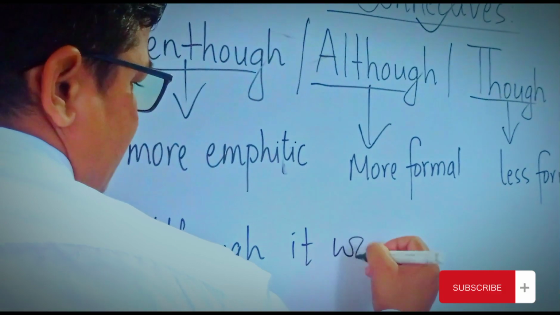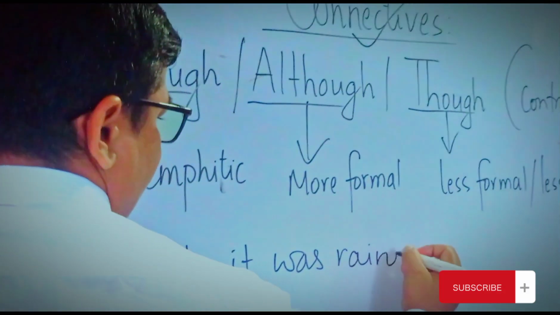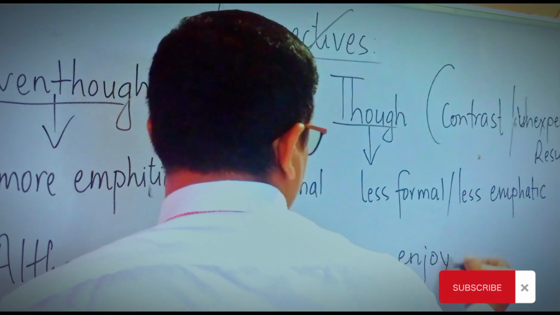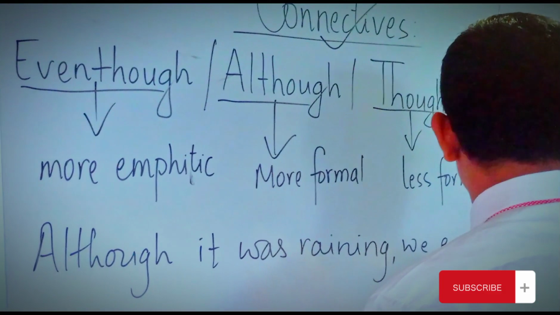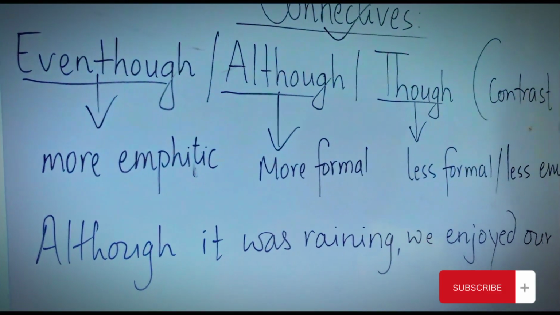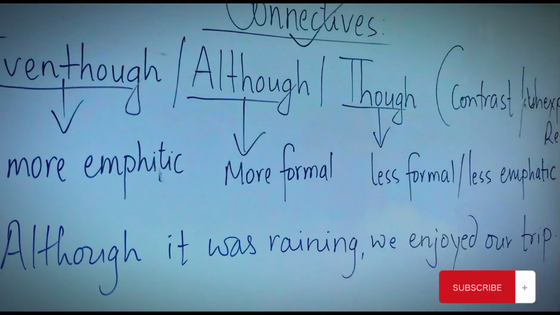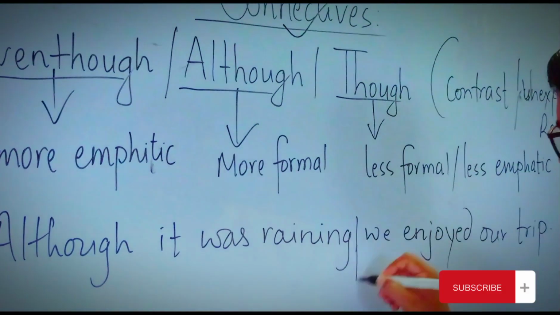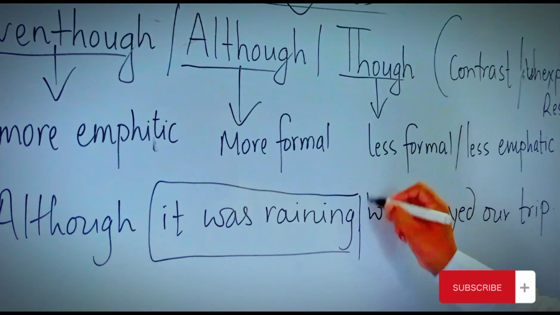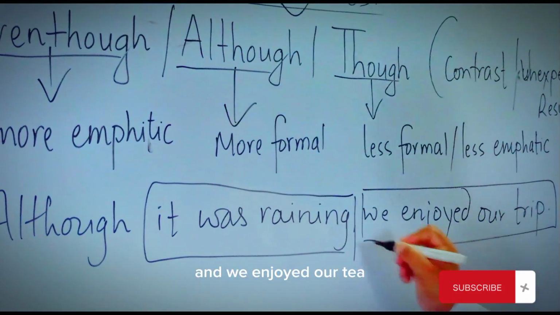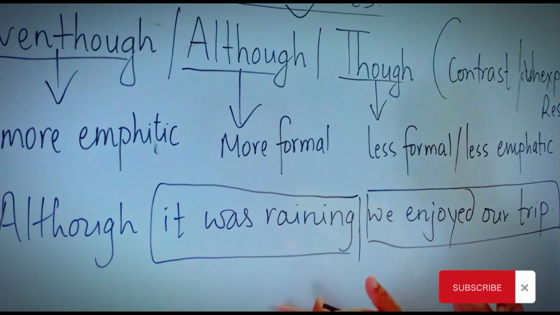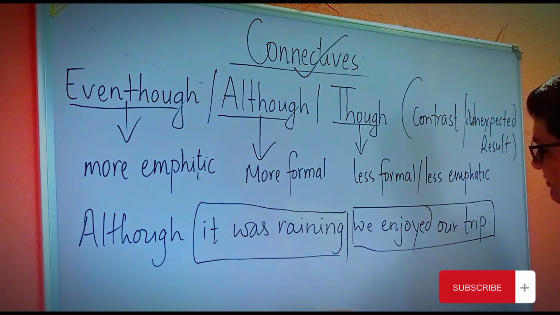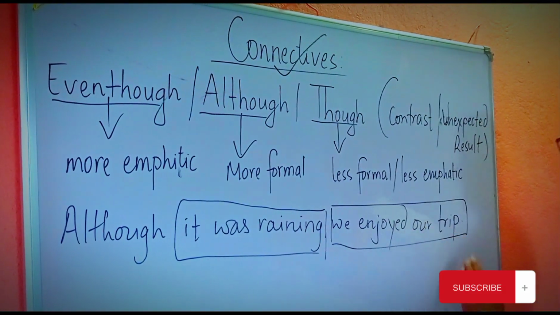Although it was raining, we enjoyed our trip. It was raining. There are two clauses you can clearly see. It was raining and we enjoyed our trip. These two clauses seem contrasted. Rain might have disturbed their trip, but they enjoyed that.